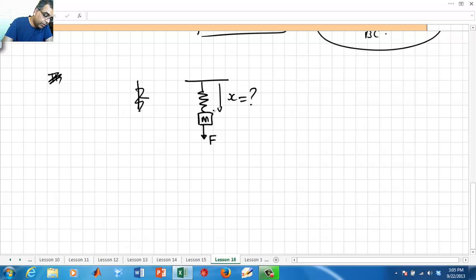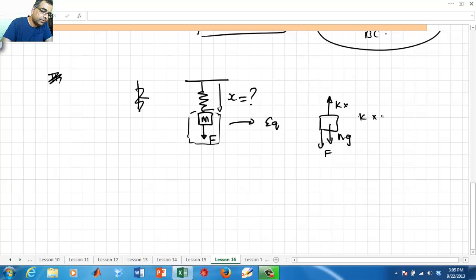I can do it by doing equilibrium equations. Equilibrium will give you mg, F, and then this one will be kx. So you will get kx equals F plus mg. So x equals (F plus mg) over k. We know this, right? I can also do it by looking at the total potential energy of the system.